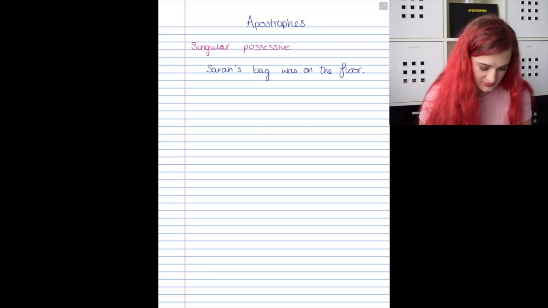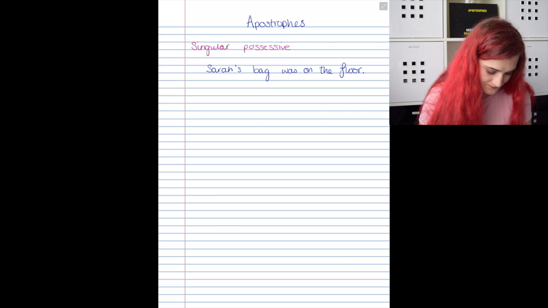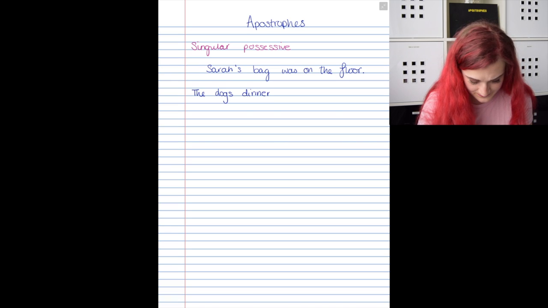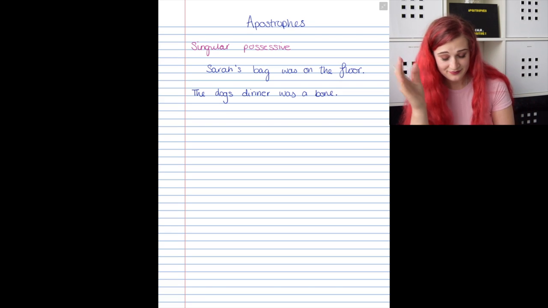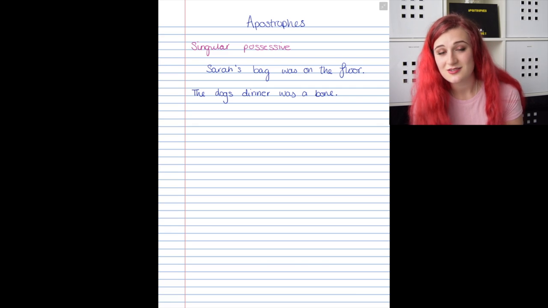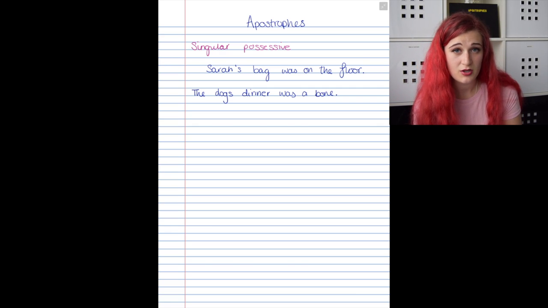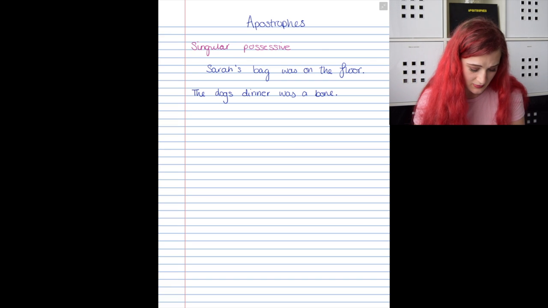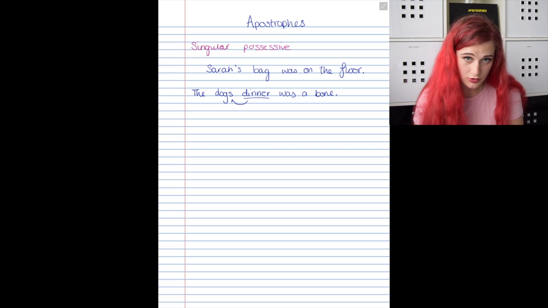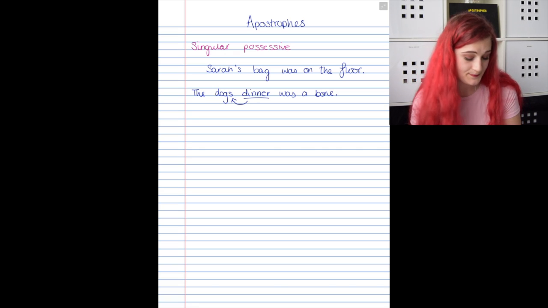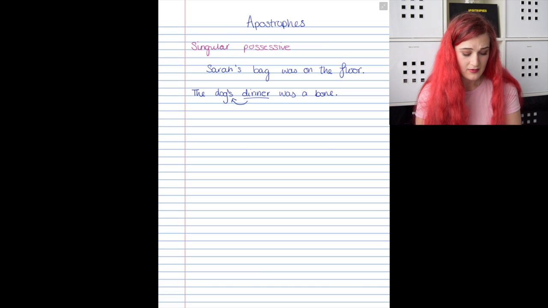That goes for many things. So for example, if I had the dog's dinner was a bone. Couldn't think of a sentence there, made something else up at the end. I didn't put the apostrophe in there because I'm going to show you how I'll identify it. So, dinner belongs to the dog. It is his or hers. And I put the apostrophe before the S. The dog's dinner was a bone.